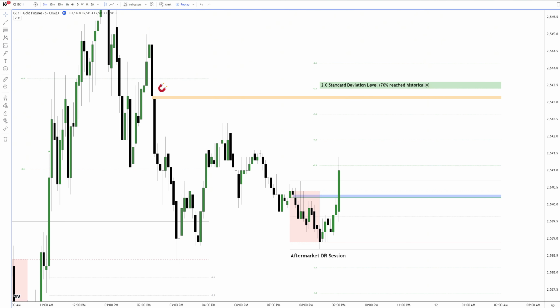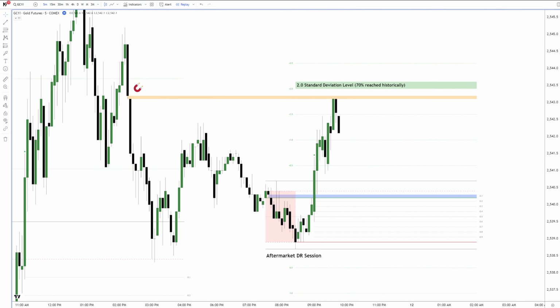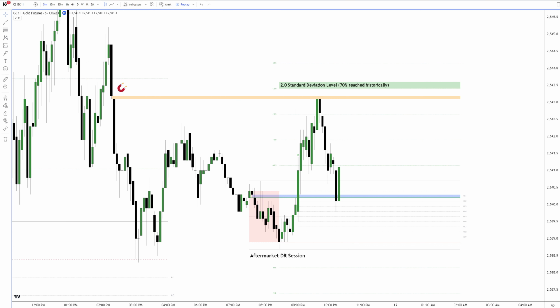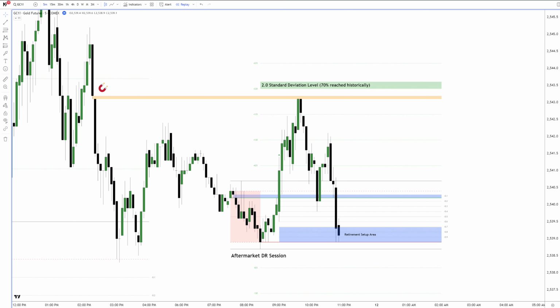This lines up perfectly with the open magnetic whip above. As price continues to push higher, it fails to rebalance the open magnetic whip and returns all the way back to the closing price and the retirement setup area.